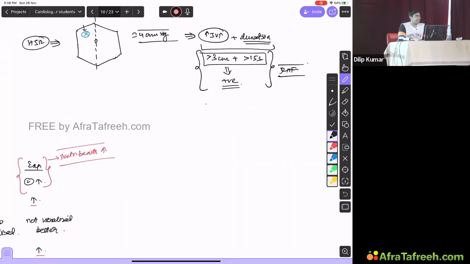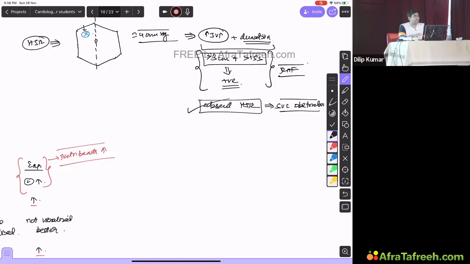There is another condition where you can get an absent hepatojugular reflex, which means you may not get even a slight bit of elevation in the JVP, however much you press. This will typically be seen in SVC obstruction, because no matter what you do, the pressure changes cannot be transmitted.